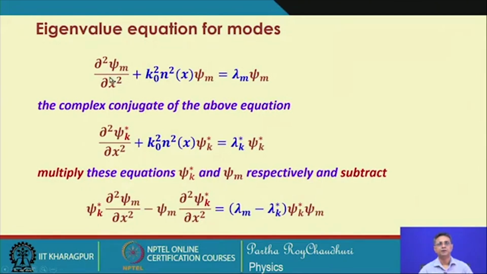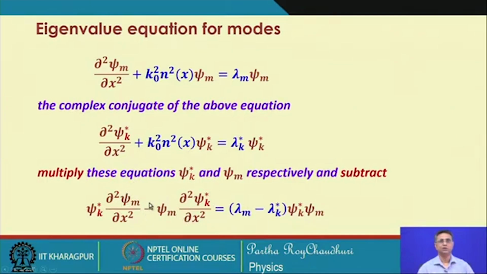Now, for psi m, this is the equation, and if we take the complex conjugate of the above equation for a different mode, that is d square psi k by dx square plus k0 square n square psi k equal to lambda k star psi k. And now, assuming that psi m and psi k are different, we multiply this equation by psi k star and this equation by psi m respectively, and then if we subtract, we can write this equation in this form. So, we get this equation.